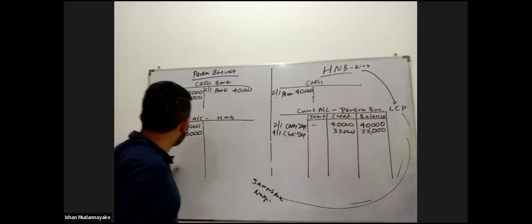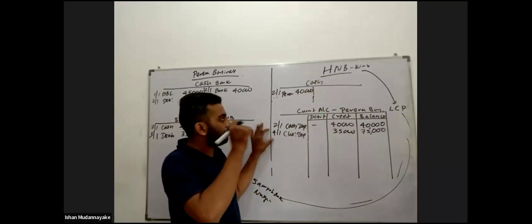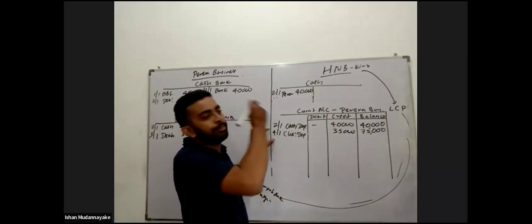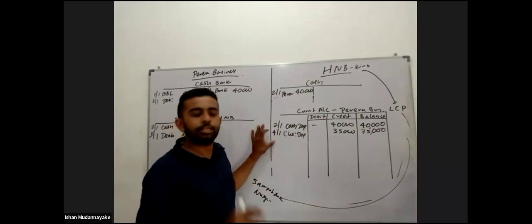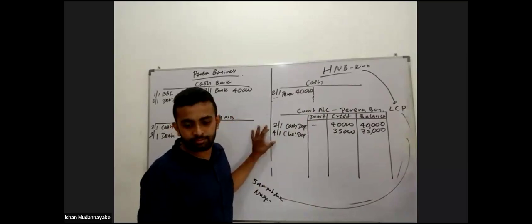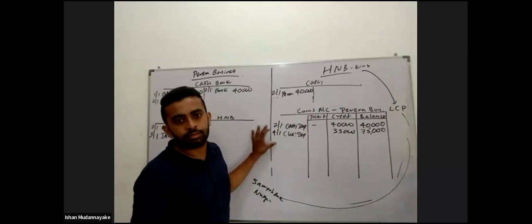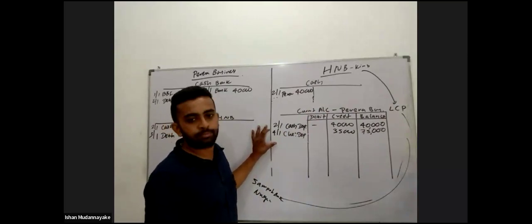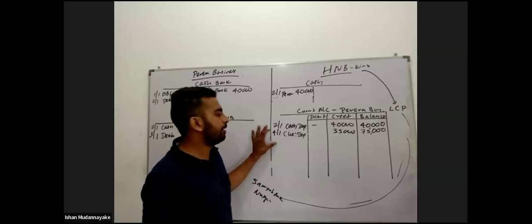Here the deposited date is 3rd January, but the realized date, the date HNB Bank received the cash, is 4th January. It takes some time. That is called the checks realization processing scheme. Is that clear?